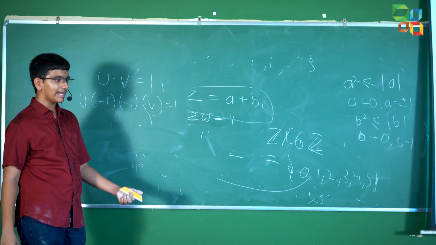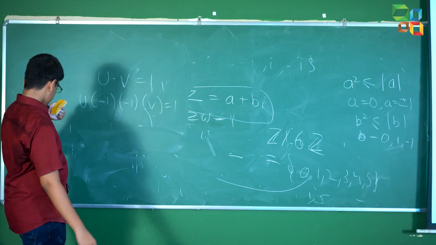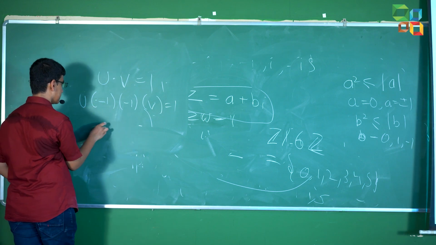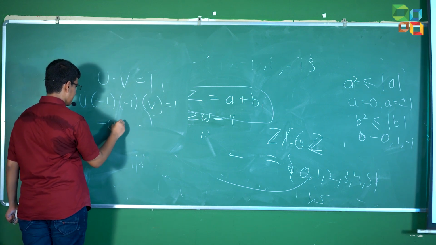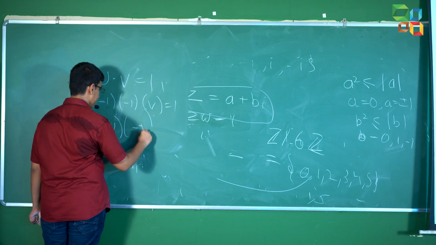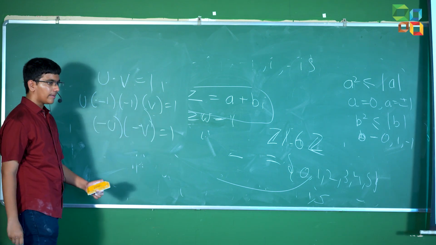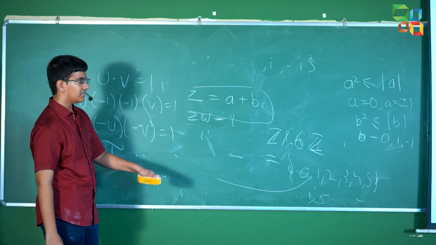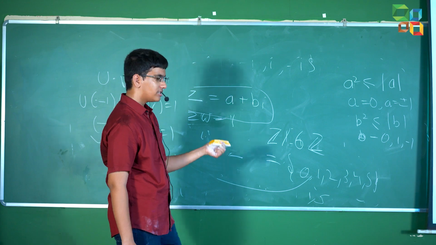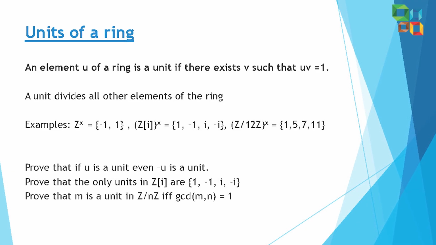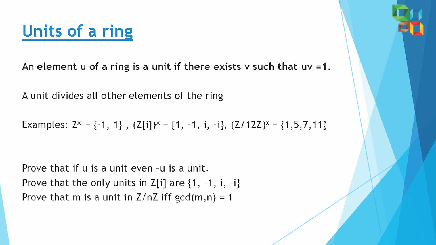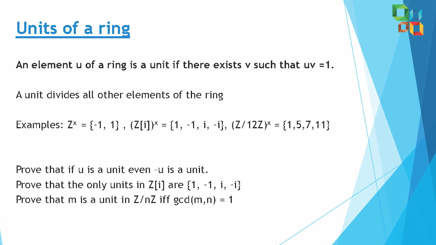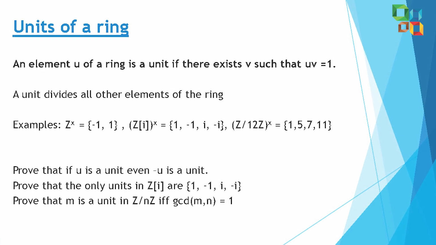But remember that multiplication is associative. So you can combine this. You get negative U into negative V is equal to 1. That means negative U into something is 1. That's our definition of a unit. So if U is a unit, negative U has to be a unit. You can see that over here. 1 is a unit, even negative 1 is a unit. I is a unit. Negative I is also a unit. Right? So we are done with units.